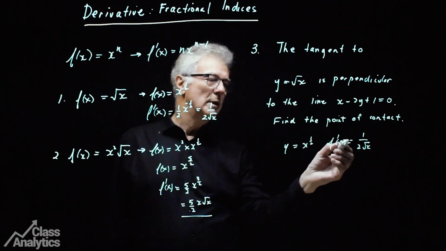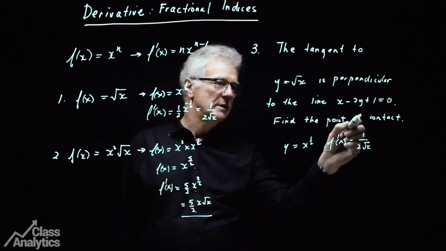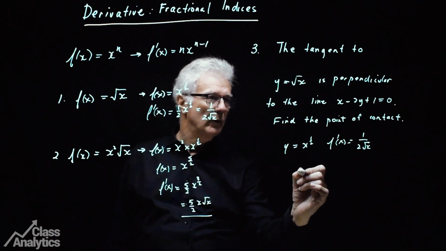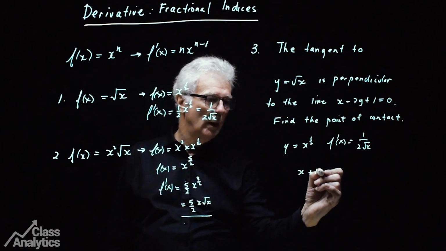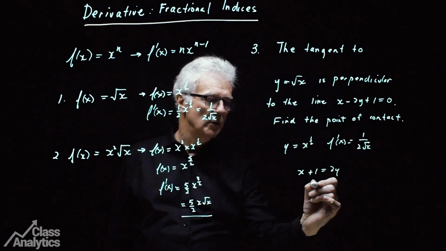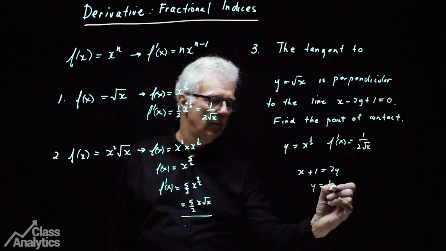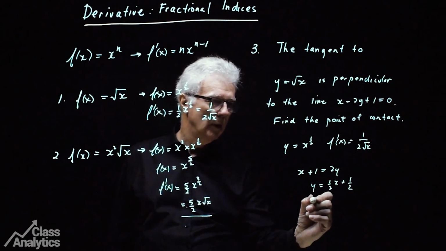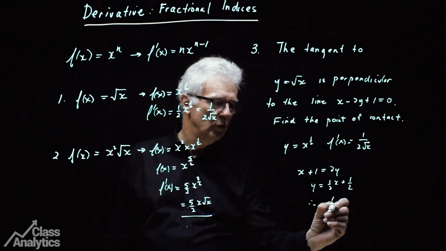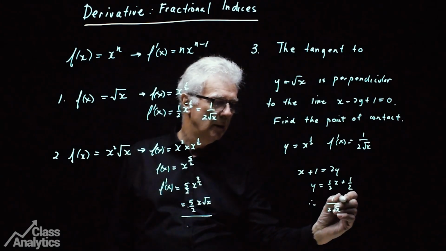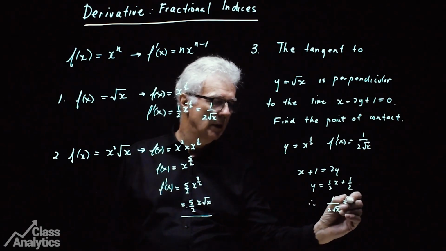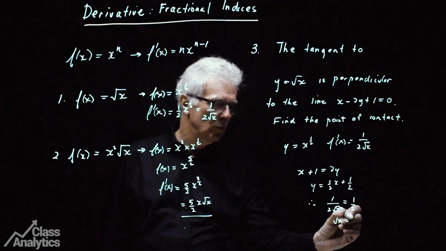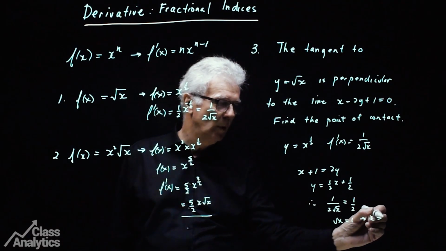Okay, so we know that this is parallel to this line, so we're going to rearrange this to work out what the gradient is. So now we've got x plus 1 equals 2y, so y is equal to 1/2 of x plus a half. So therefore, we can say that 1 over 2 root x is equal to the gradient here, which is a half, and that becomes root x equals 1, or that x is just equal to 1.